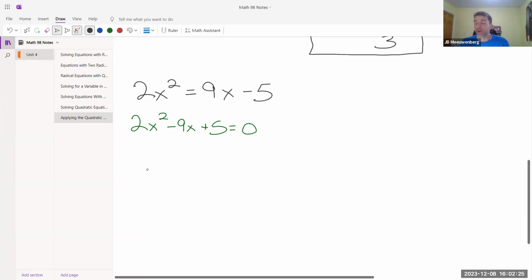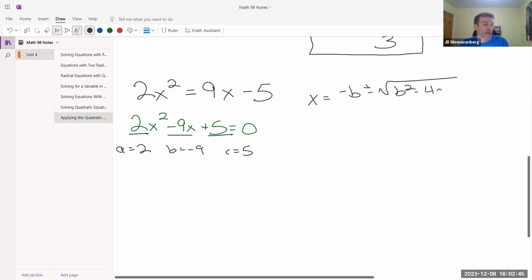Now we identify our a, b, and c. A equals 2, b equals -9, and c equals 5. Do you remember the quadratic formula? X equals -b plus or minus the square root of b squared minus 4ac all over 2a. Let's do it. If you haven't yet, pause the video and try to work this out on your own.